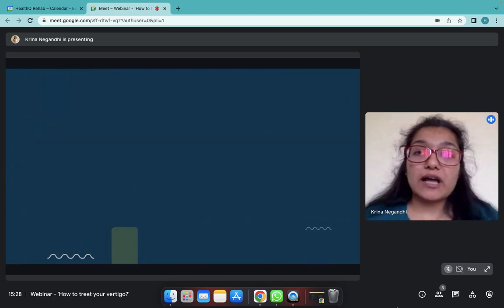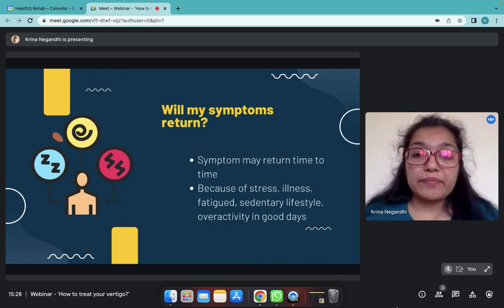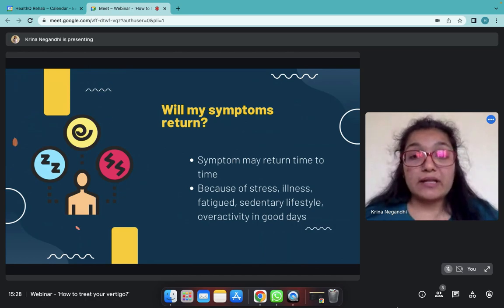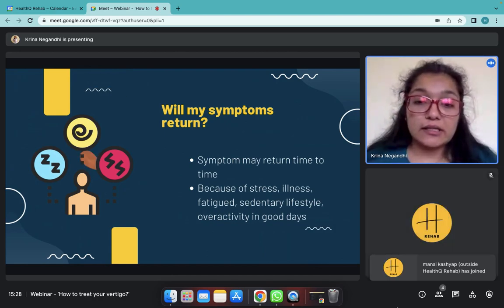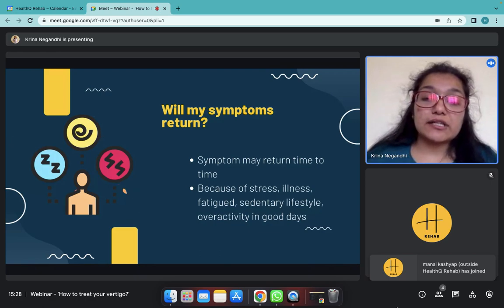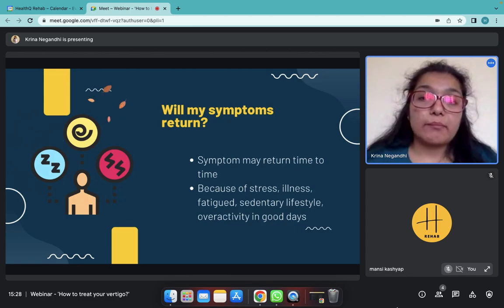The patient usually asks why symptoms return, and if symptoms can recover, then what can be helpful? Yes, the symptoms may recur from time to time. These are the major causes: when the person is under stress, has another illness, has fatigue, has a sedentary lifestyle, or has created their own overactivity on good days, all the symptoms may return.